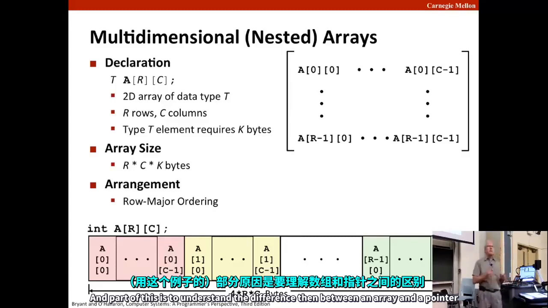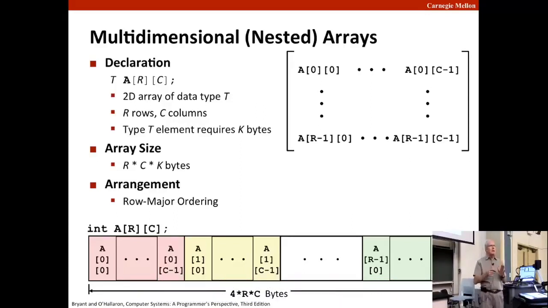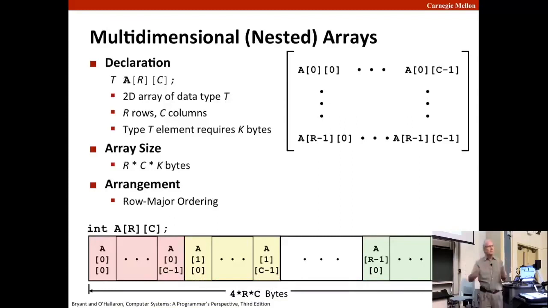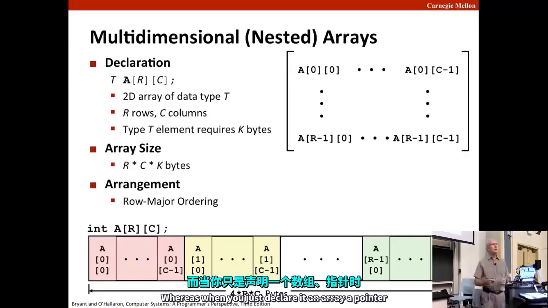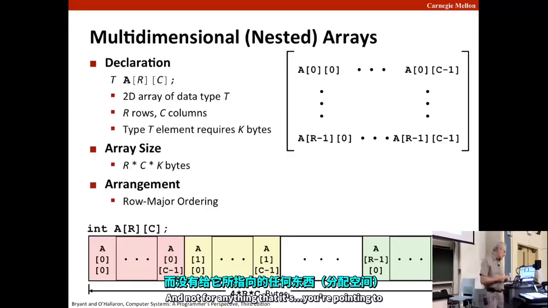And part of this is to understand the difference between an array and a pointer. And the main factor is, when you declare an array in C, you're actually allocating space. Space is being allocated somewhere for it. And you're now allowed to use the array name in pointer arithmetic. Whereas when you just declare a pointer, all you're allocating is the space for the pointer itself and not for anything that you're pointing to.